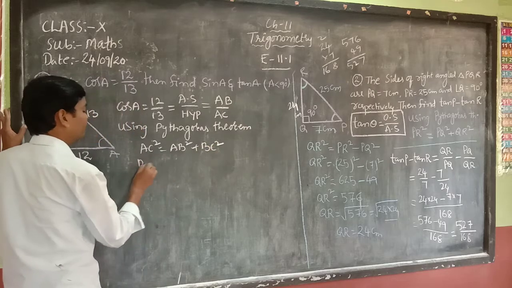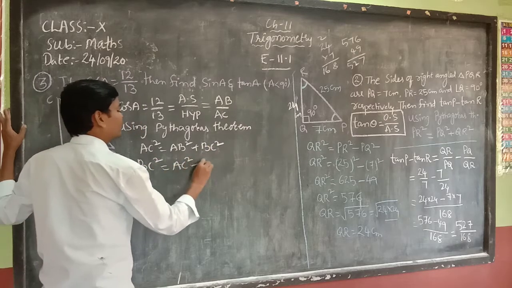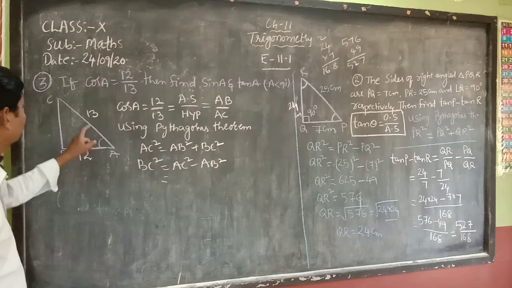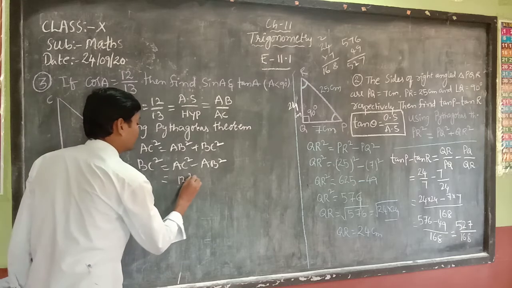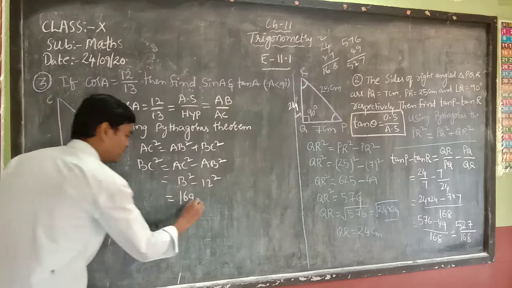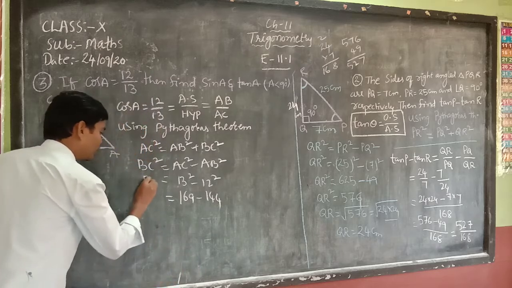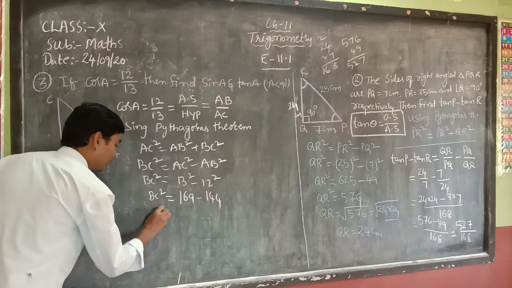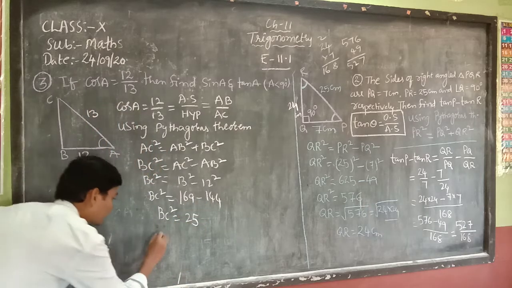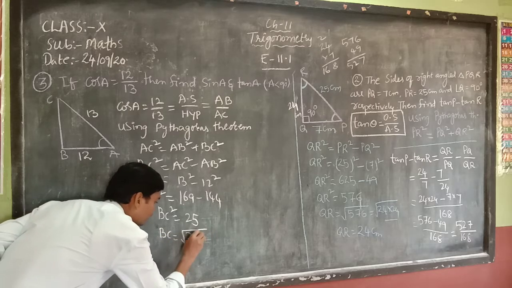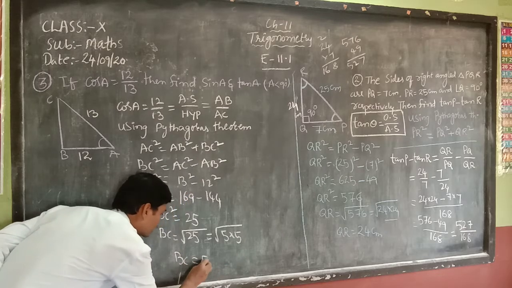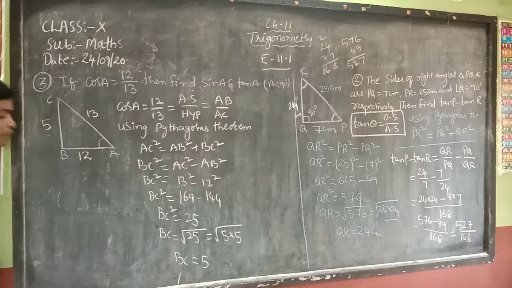But here what are we finding? BC square is equal to AC square minus AB square. What is the AC here? 13 square minus 12 square. What is 13 square? 169. 12 square is 144. Now BC square is equal to what? 169 minus 144 is how much? 25. Now BC is equal to square root of 25, which can be written as 5 into 5. Therefore BC equals how much? 5. Clear?